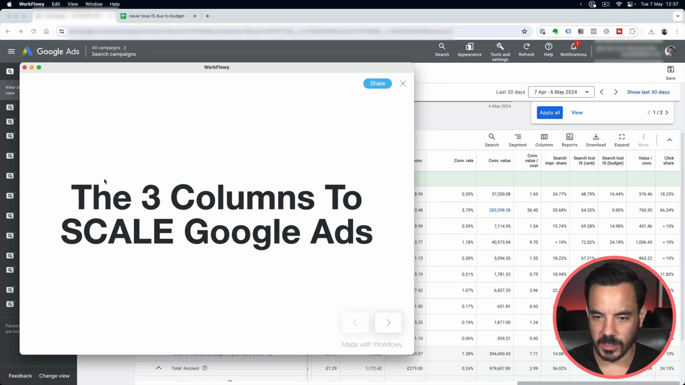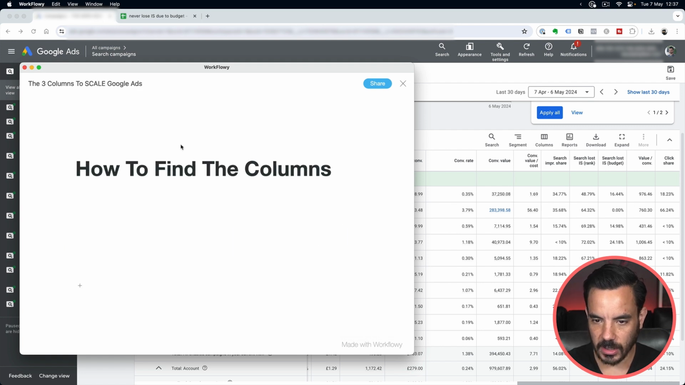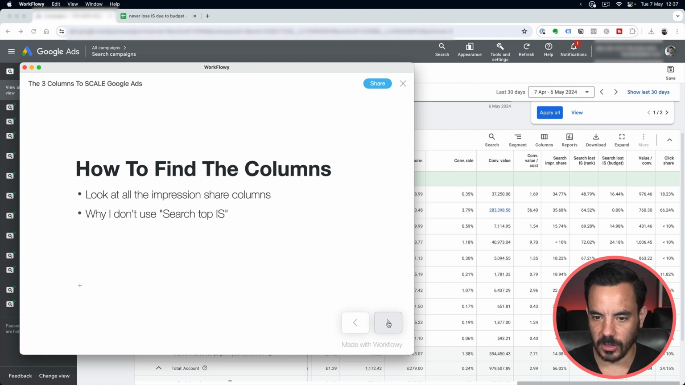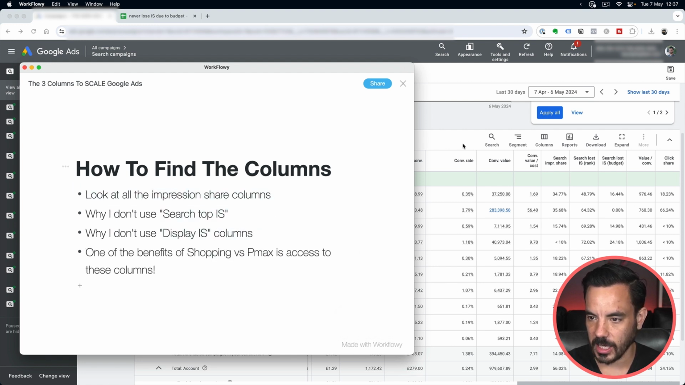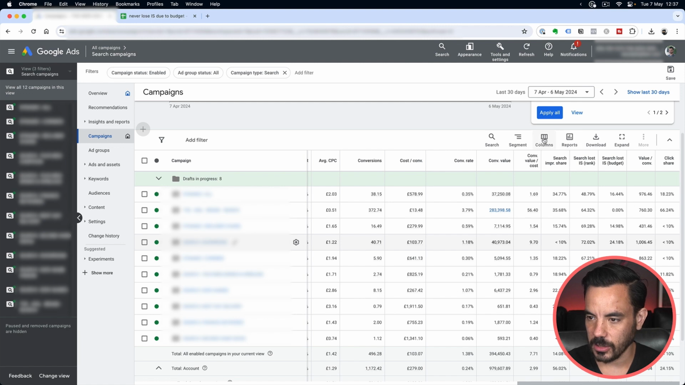Alright, so this is what we're covering today, the 3 columns to use to scale Google Ads, and let's first go over how to actually find the columns. So the columns in question are going to be your impression share columns, and first of all I'll just show you exactly where to get them.